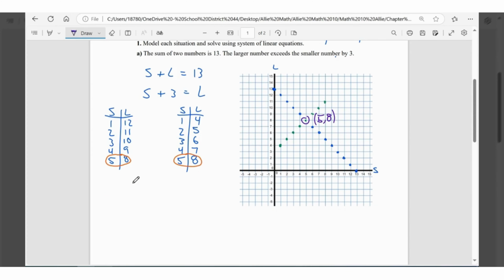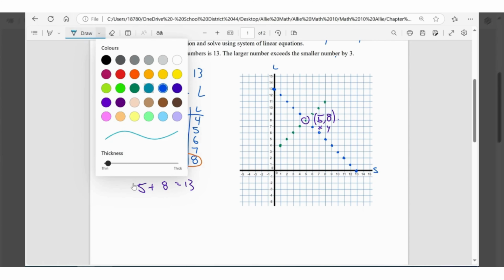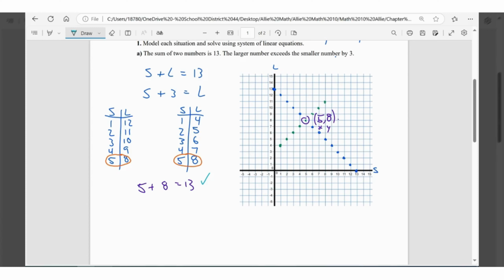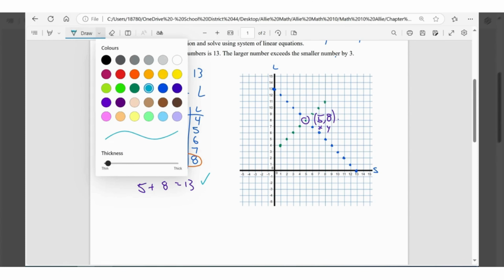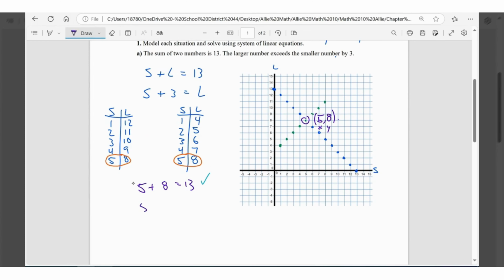And let's just check if it's true. Is it true that 5 and 8, our x and our y, that 5 plus 8 equals 13? Yeah, I would say that is true. 5 plus 8 is 13. And now we can also say, is it true that 5, so I'm just inputting it into our small value, plus 3 equals the large one, 8? Is it true that 5 plus 3 equals 8? Yes, it is. So you can be confident that you answered those correctly.